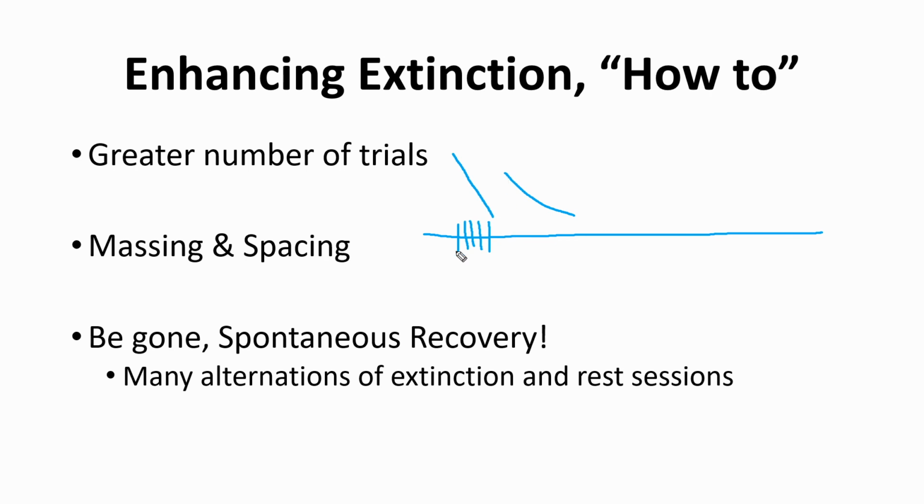If instead we use spacing, where instead of presenting them all close together like this, maybe we would do a trial here, a trial here, a trial here. If we spread them out a little bit, we're going to see a much slower drop off in that behavior. So the extinction doesn't happen as quickly, but it also means that we're less prone to spontaneous recovery. There is some talk that this can be helpful for things other than just spontaneous recovery, but it has been most studied in terms of spontaneous recovery. So that's what we have the most evidence for.